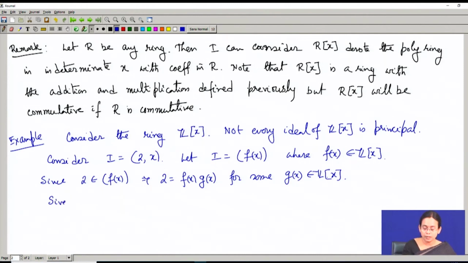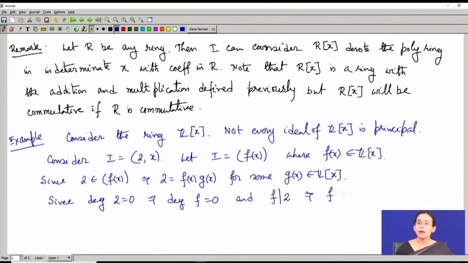Since the degree of 2 is 0, and no two positive degree polynomials can be multiplied to give a 0 degree polynomial, this implies that the degree of f has to be equal to 0, and also I have that f divides 2. So f has to be equal to either plus minus 2 or plus minus 1. Now f cannot be equal to plus minus 1 because then it will be the whole ring. In that case, I is a proper ideal I have started with.